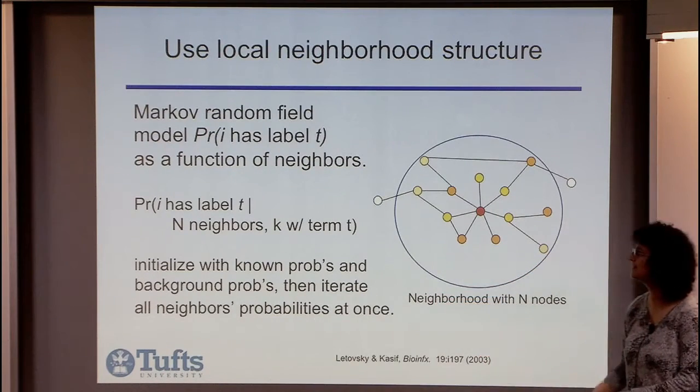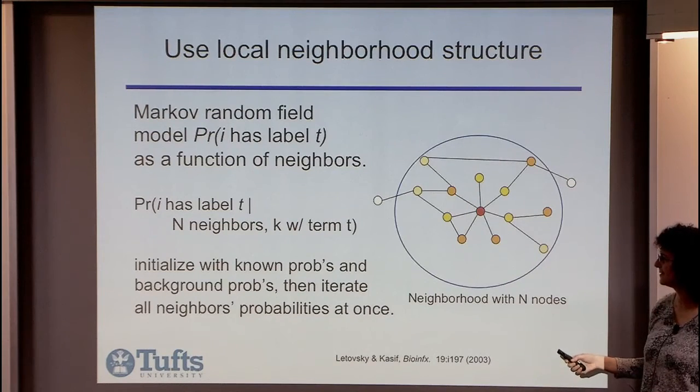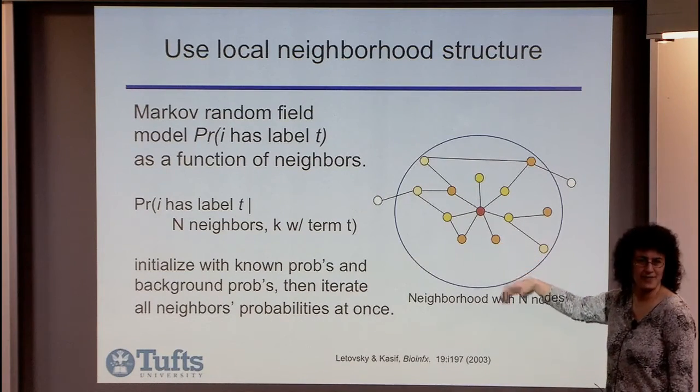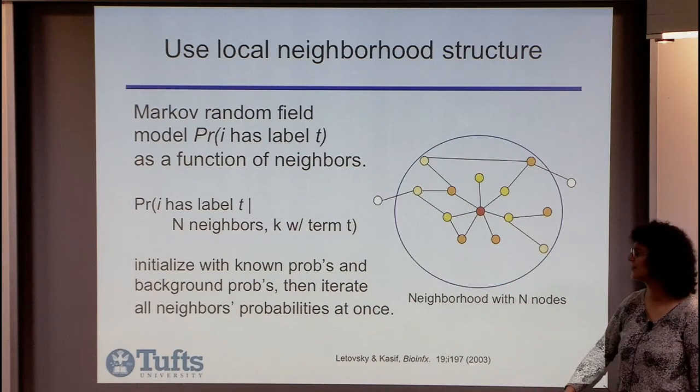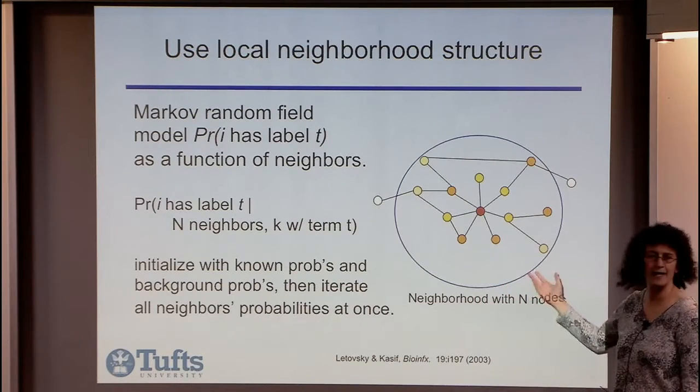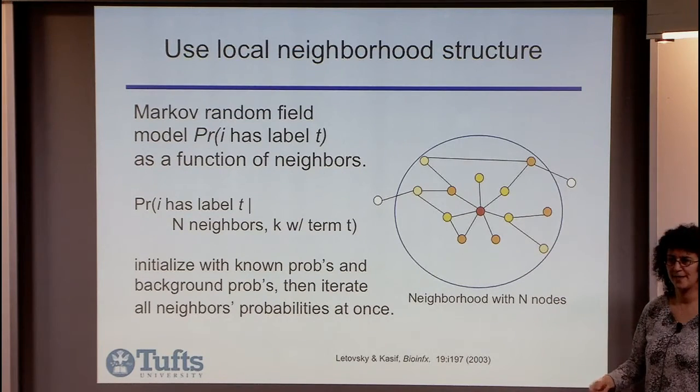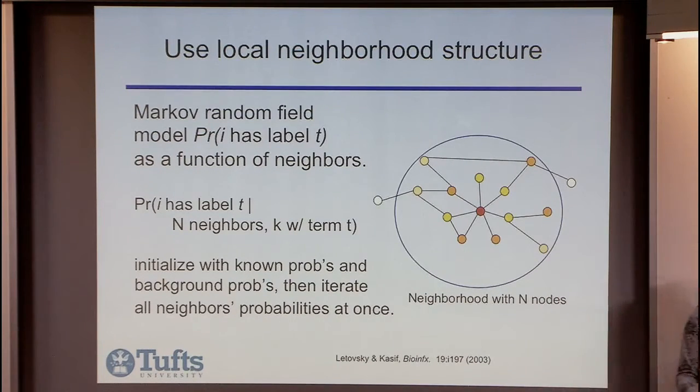Right, so the idea here is that we're going to start with, if we know your label, then you have that term with probability 1, and if you don't, then we just use the background probability of your having that term. And then we iterate. We do sort of an expectation step where we use the expected probability of your having that annotation given that this fraction of your neighbors have it. So they compute this probability, they do a nice sort of Bayesian formulation of it.